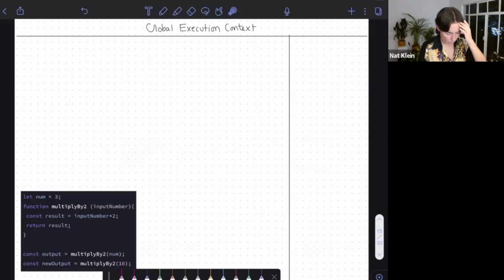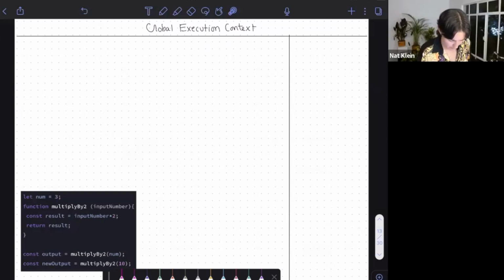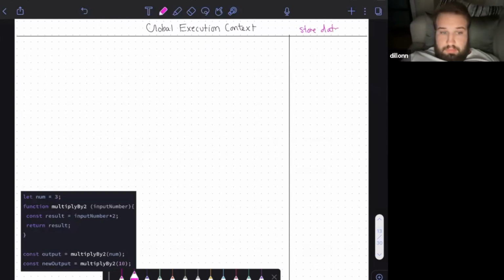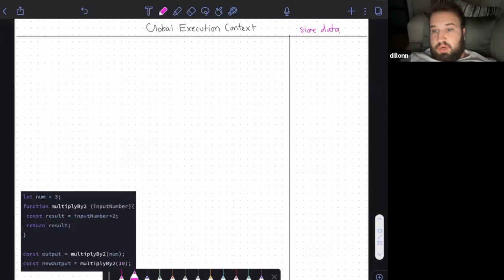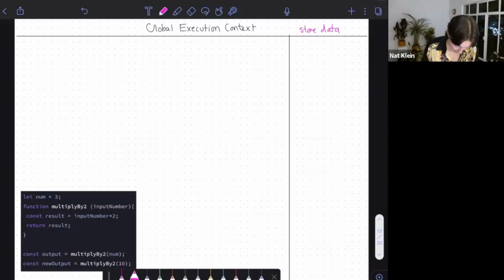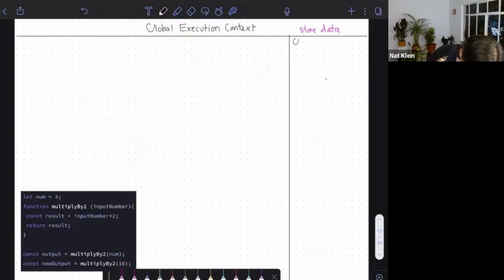And as I said, we need a place to be able to store our data. And Dylan, what do we call this place where we're going to store data? Our global memory. Awesome. Global memory. So this is where we're going to store data.